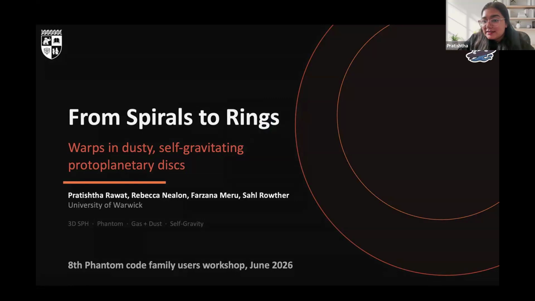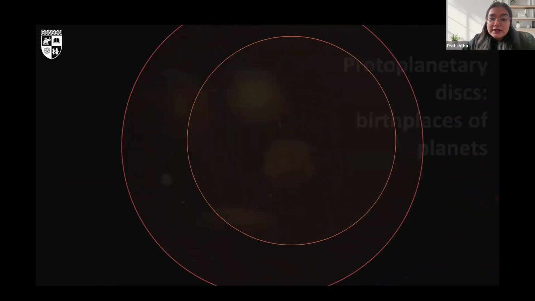Allison ended on this note: if there are spirals in these young disks, then why don't we see them? Through this talk, we have one potential reason why we might not be able to see them. I'll be talking about warps in dusty self-gravitating protoplanetary disks. Sal has set up the stage for me very well because he's already introduced warps and GI disks, so I can jump straight to the science part of it.